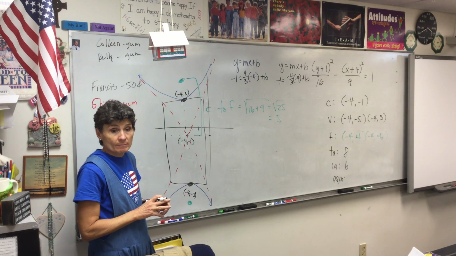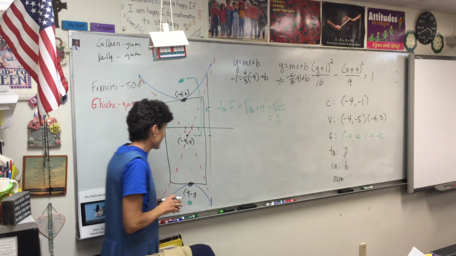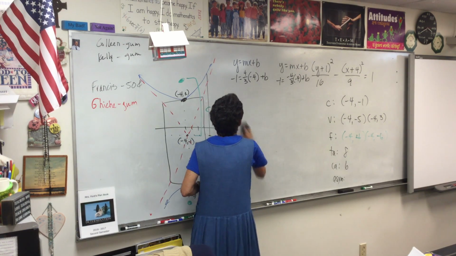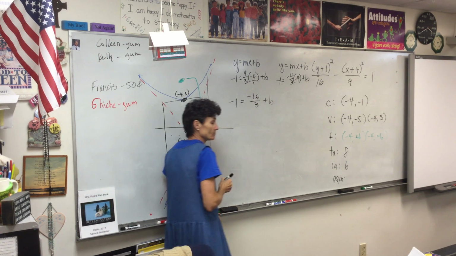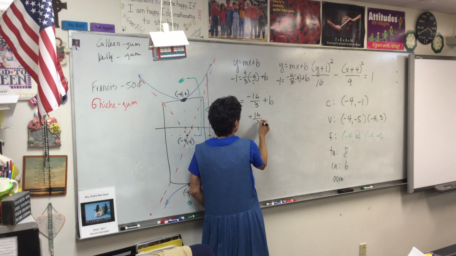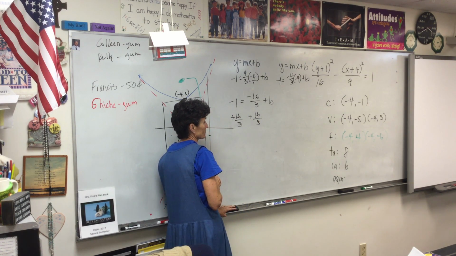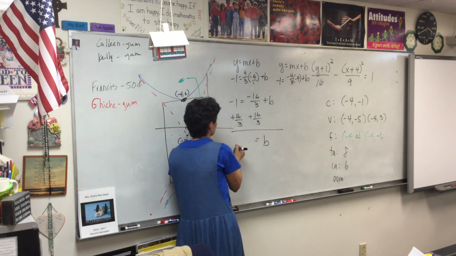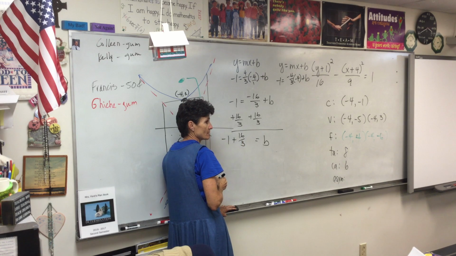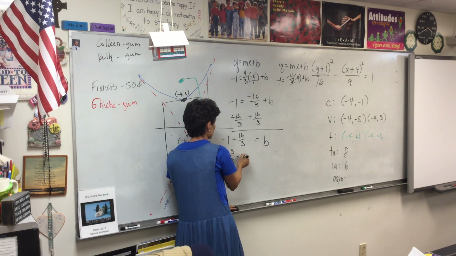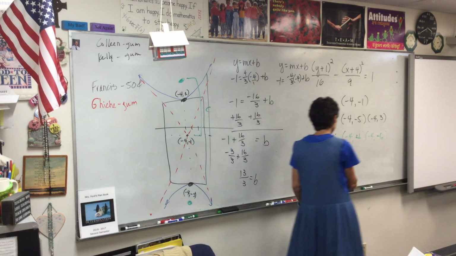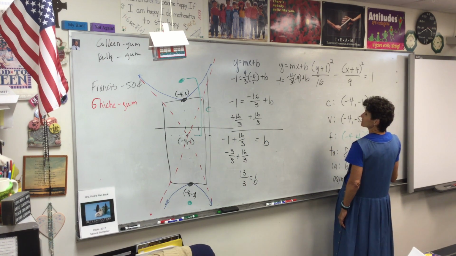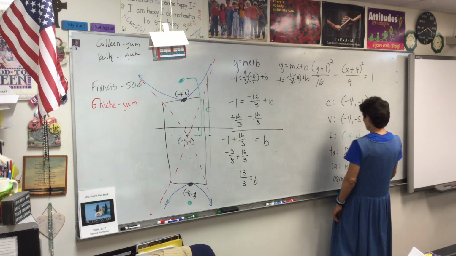And now I have to figure out what b is. You're going to have a calculator, so you can do this on a calculator if you need to. Remember, when you multiply these two together, it's top times top and bottom times bottom. So I'm going to add 16/3. So I have -1 plus 16/3. That's -3/3 plus 16/3. So b is 13/3. And one of my asymptotes is y equals 4/3 x plus 13/3.